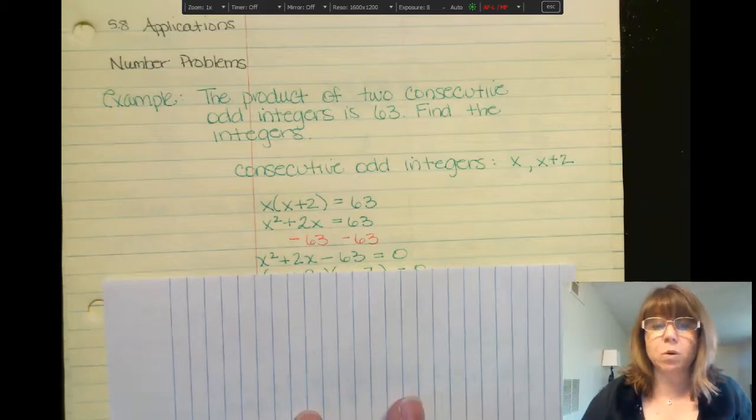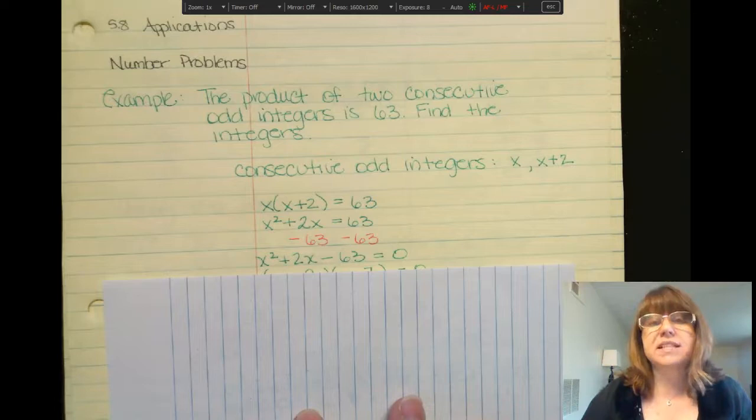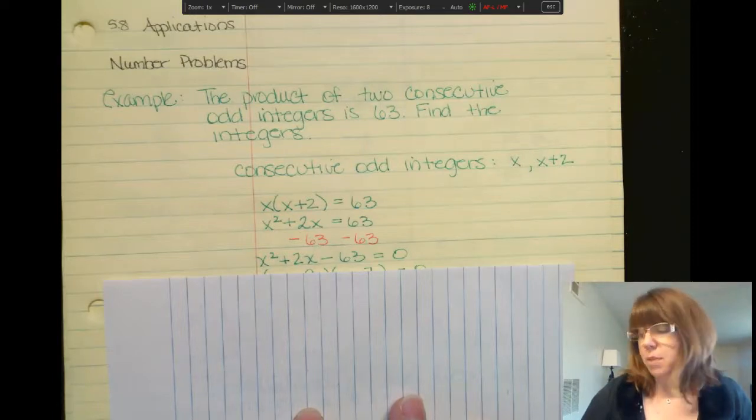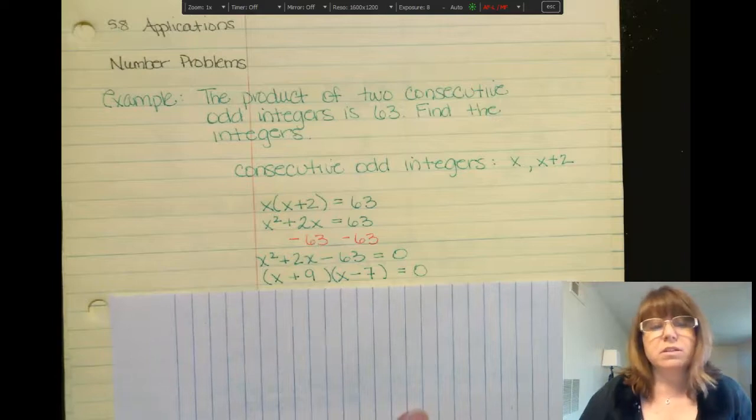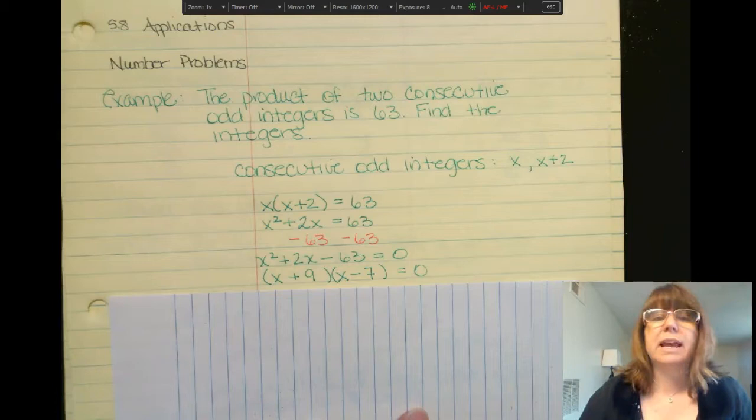Two numbers that multiply to negative 63 but add to positive 2. Well, let's see. 3 and 12 won't do it. 63 and 1, of course, won't do it. What about 9 and 7? If I take the difference between 9 and 7, that is a 2, because they're opposite signs, and my 9 is going to be my positive number. So it factors into x plus 9 and x minus 7.